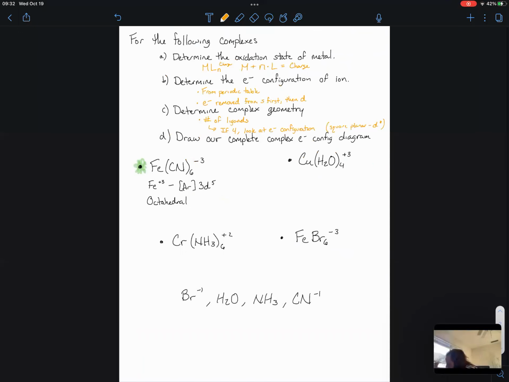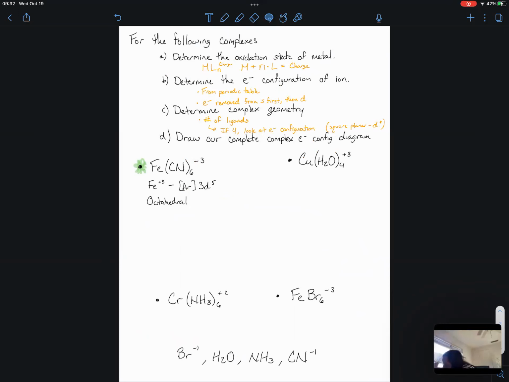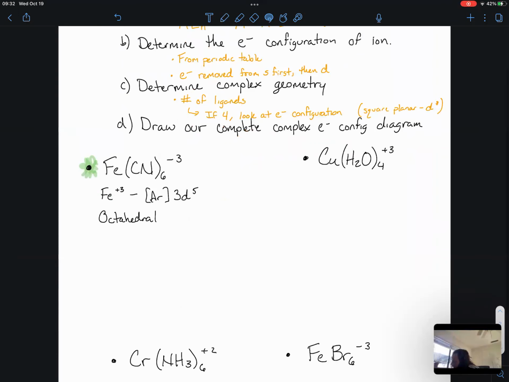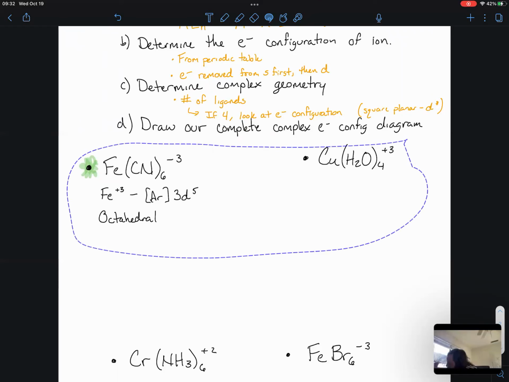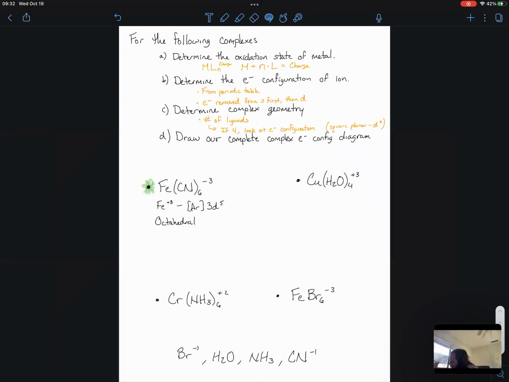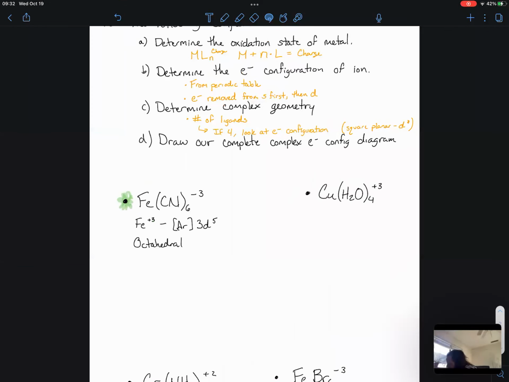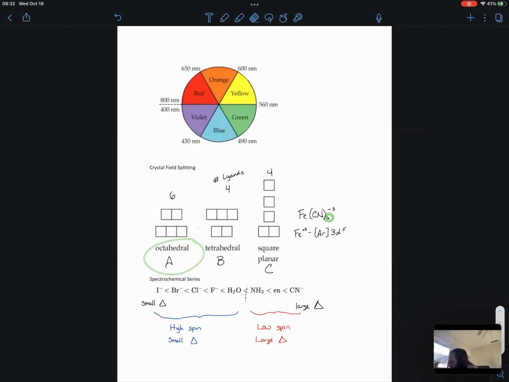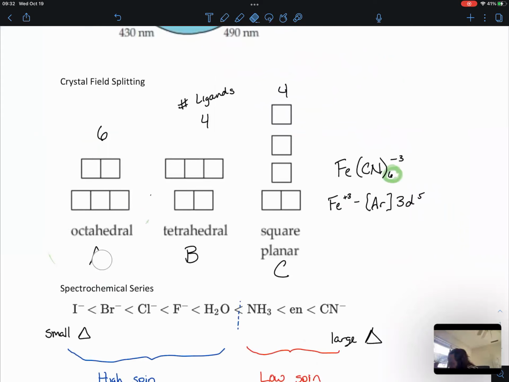All right, so to make some room for myself, in order to now complete my electron configuration diagram, I'm going to first copy down the one for an octahedral. My octahedral geometry leads to this splitting pattern, so I'll just copy and paste this over.